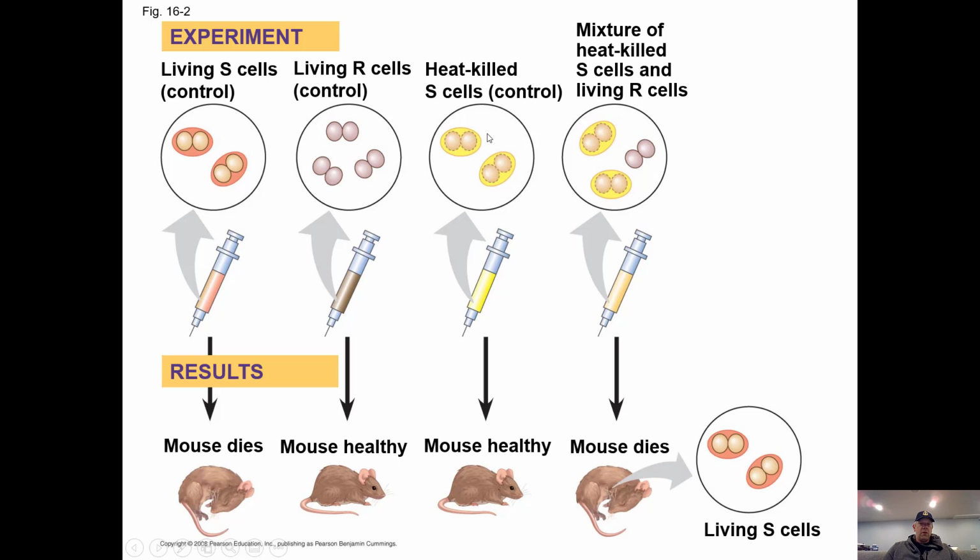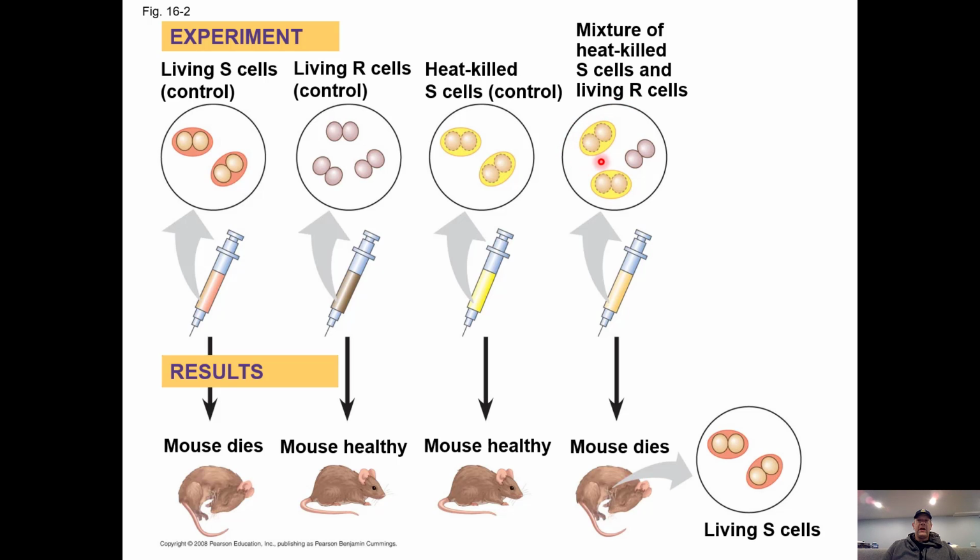So what we can do is take the S strain and kill them with heat. We can boil them, inject them, and the mouse lives. Okay, great. But we don't really know how good of a vaccine that would be, especially when we have dead things in us. Maybe we could add a living thing that's kind of active and get the attention of our immune system.